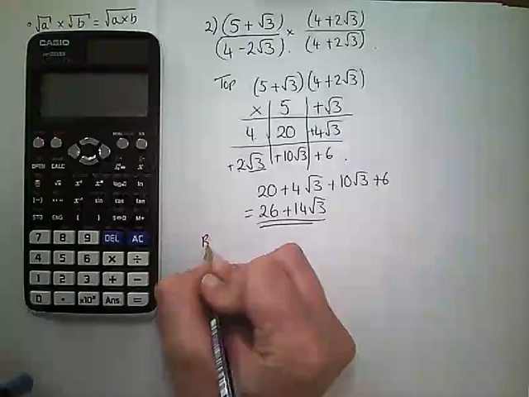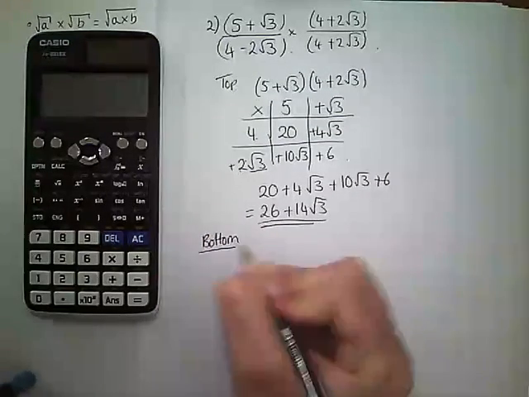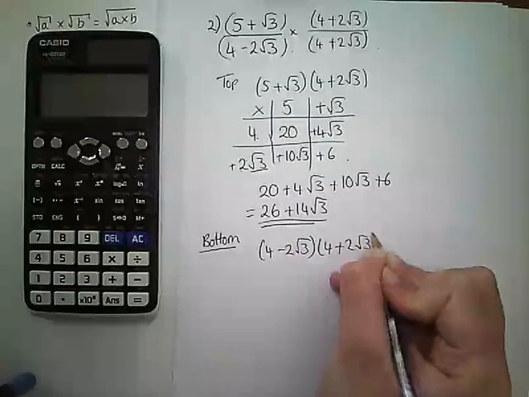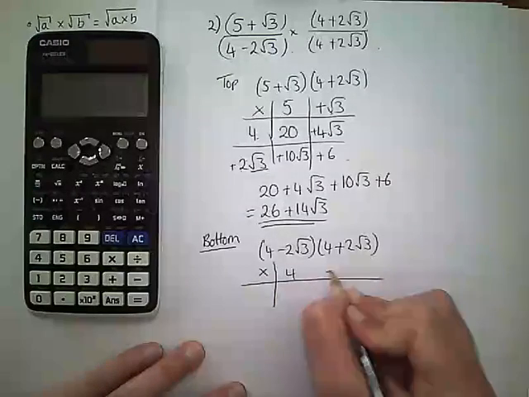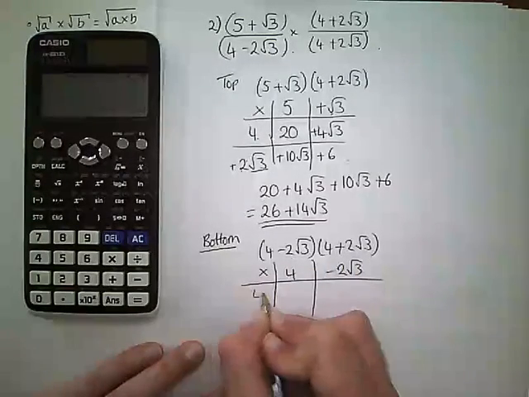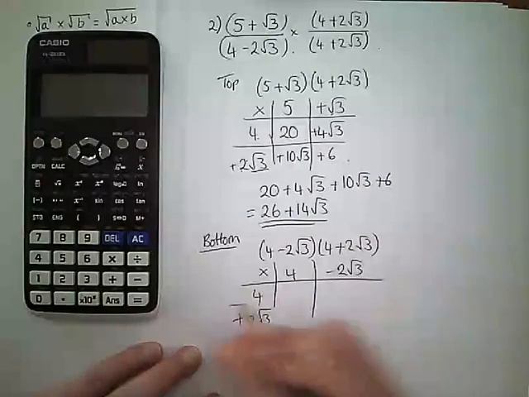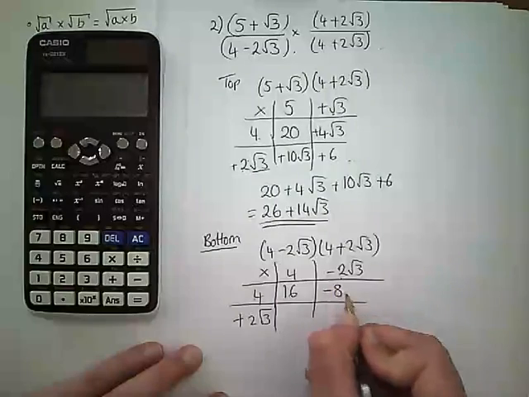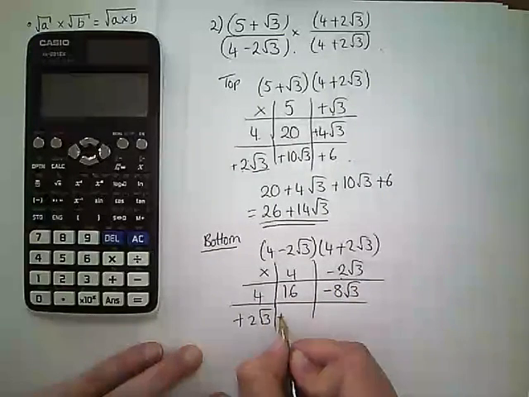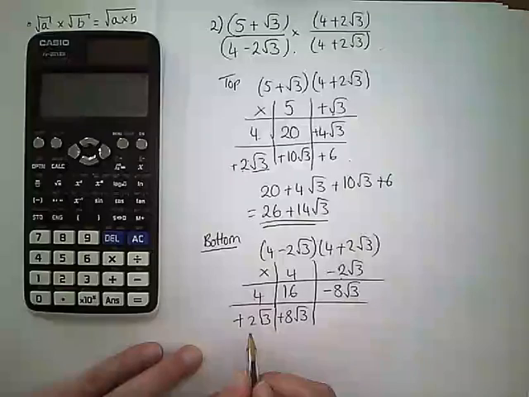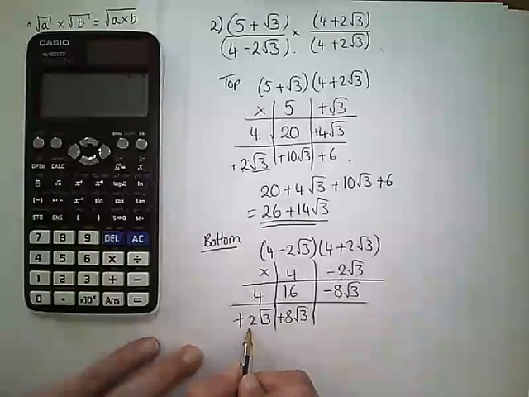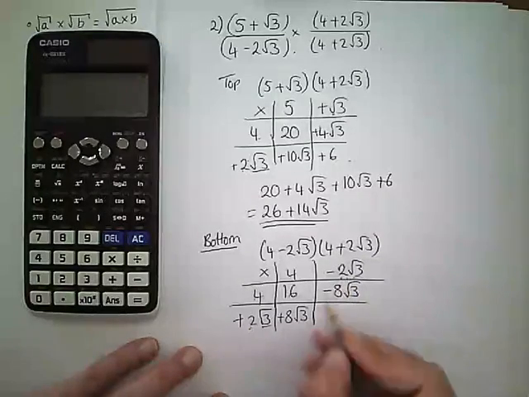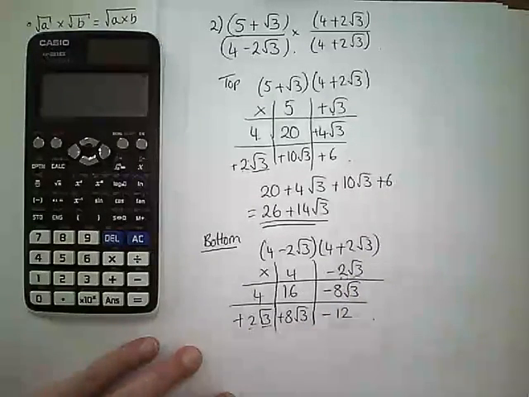Okay, and here we go with the bottom. So 4 minus 2 root 3 times 4 plus 2 root 3. And a nice beautiful grid. 4 times 4 is 16. 4 times minus 2 root 3 is minus 8 root 3. 4 times 2 root 3 is plus 8 root 3. 2 root 3 times 2 root 3, well, root 3 times root 3 is 3, 2 times 2 is 4, 4 times 3 is 12, and it's a minus.